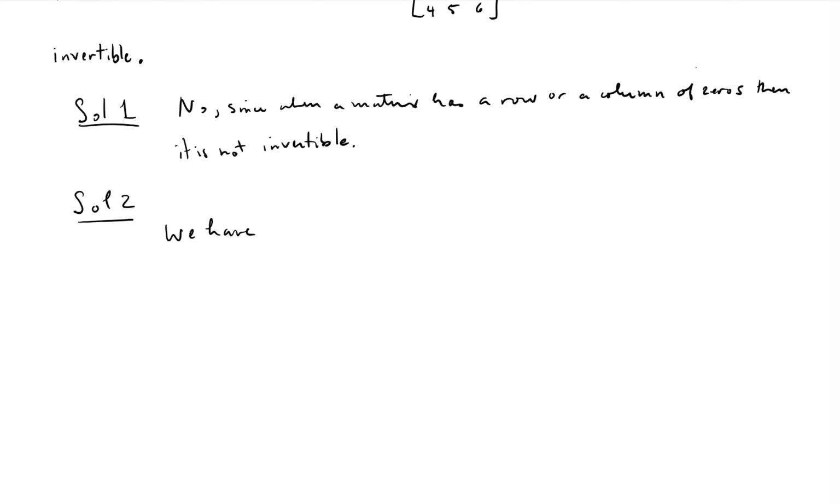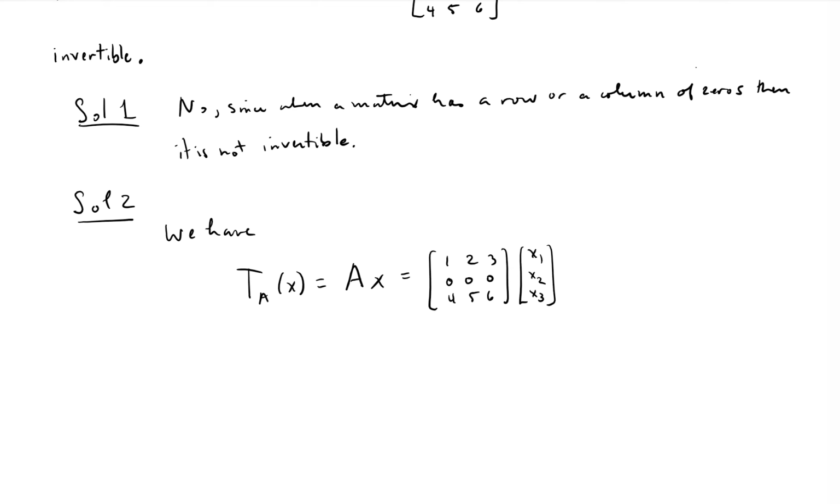I apply this transformation to the vector x. x would be a vector with 3 components. So 1, 2, 3, 0, 0, 0, 4, 5, 6. Let's apply this to x. Well, what do we get here? Multiplying 1, 2, 3 by the components of x, we're going to get some number. I'm just going to put a star. When I multiply the second row of A with x, I'm going to get 0, because 0x1 plus 0x2 plus 0x3 is 0. And then I'm going to get some number here.